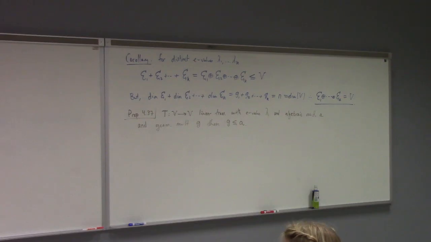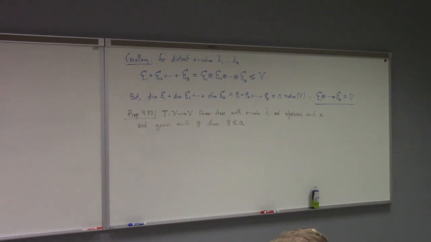So the proof. If E is equal to the kernel of T minus lambda, which is the span of beta sub G, whatever you want to call it, but beta sub G, V1 through VG, right? That's the basis for E.